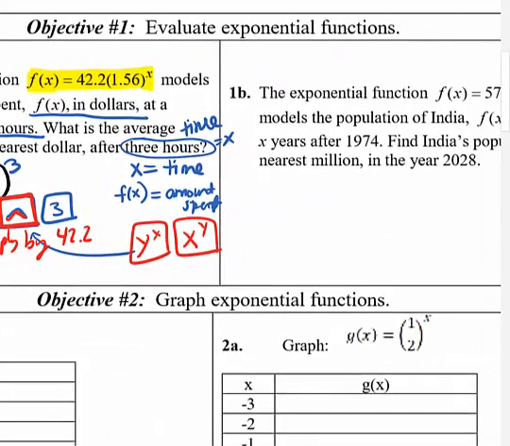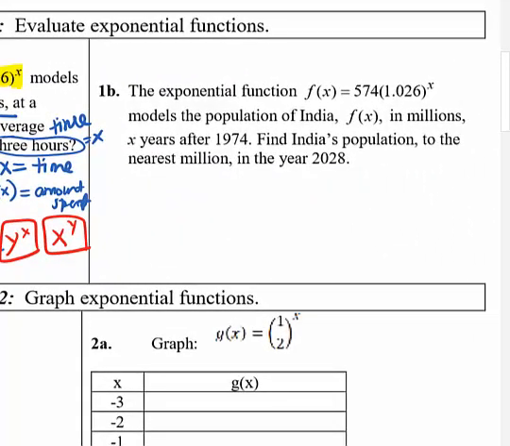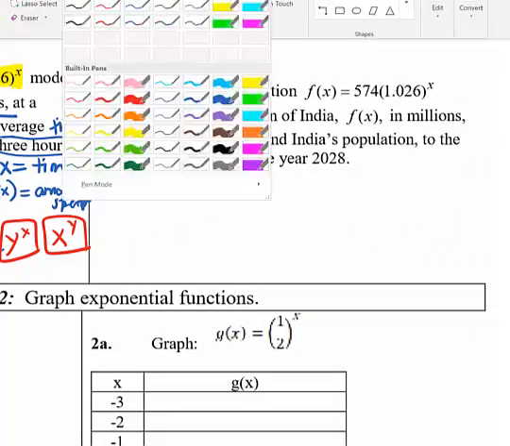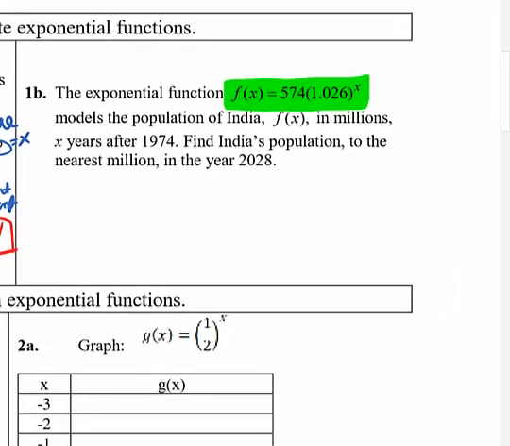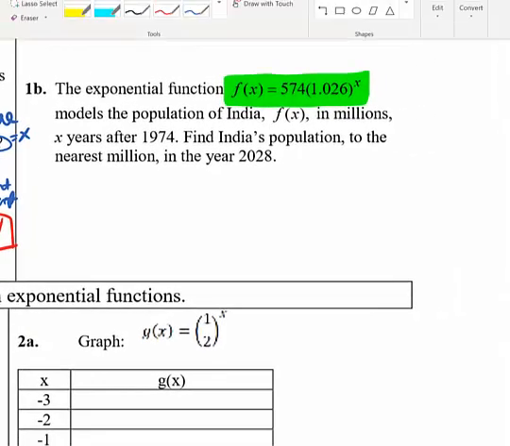Let's see. Then they've got another function. I kind of like these ones. They're kind of interesting because you get to see what exponential functions relate to in real life. So here's a new function. They said that it models the population of India. Okay, so we've said population, that makes sense. It should be exponential, in millions. Okay, so I gotta remember that. F of x is the population in millions.